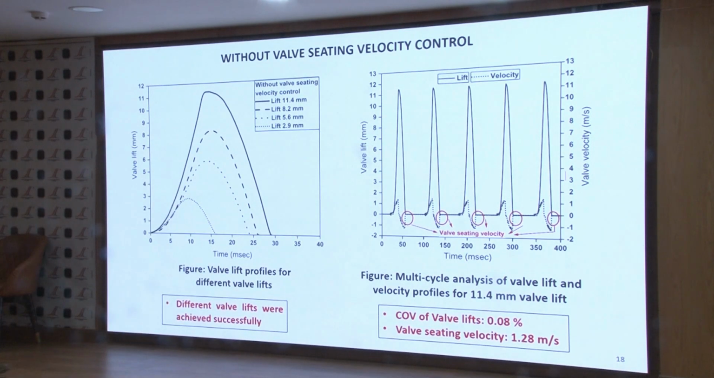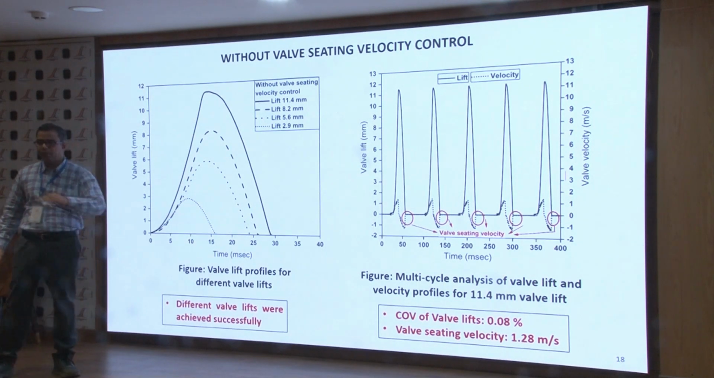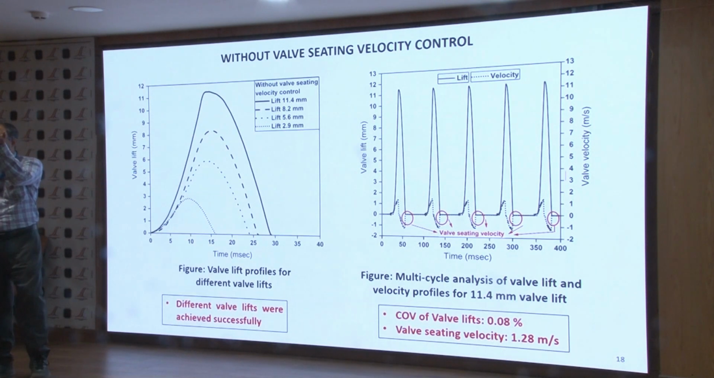When we do the multi-cycle analysis, the valve lift has a COV of less than 0.08%. But one of the most critical things when developing the camless engine is the seating velocity of the valves, because the valve is going to hit the piston heads at very high speeds, and the material integrity of the cylinder head is going to be compromised. So this velocity is not acceptable.